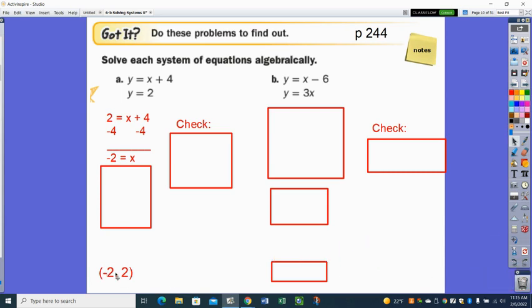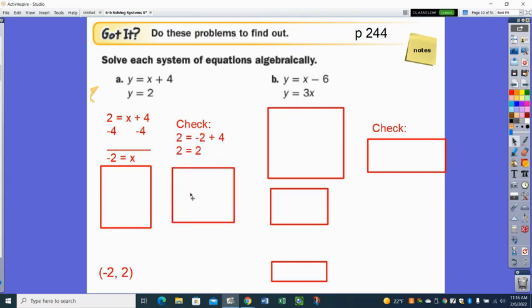I need to check that answer in that top equation. So the -2 is going to take the x spot, and the positive 2 is going to take the y spot, and really simple math there to check in the calculator. Okay, how about trying B?